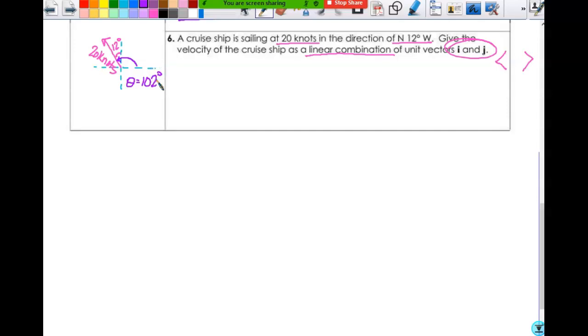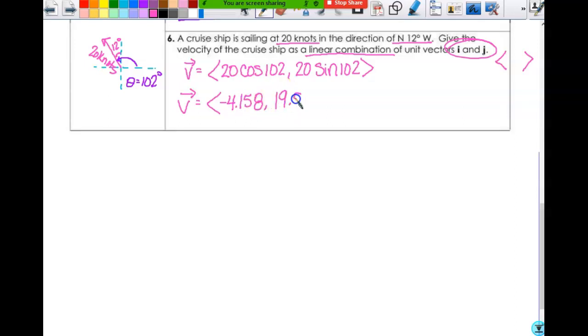Then once you've got theta, the rest is a piece of cake, right? We've got that our vector, that's my magnitude, which is 20 times the cosine of 102, and then 20 times the sine of 102. You type that into the calculator and would get negative 4.158 and 19.563. So once again, I'm going to think about what that means for my vector. That would mean I'd go to the left about 4, up about 20. Looks good. This is a second quadrant angle.